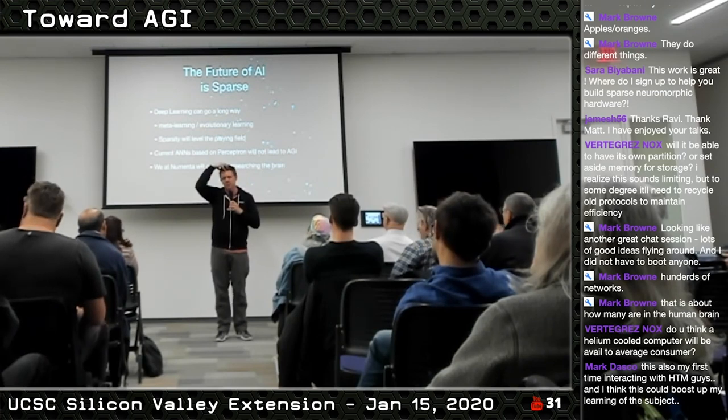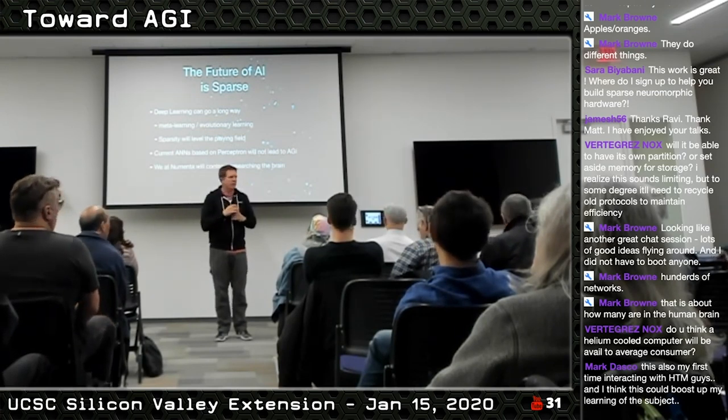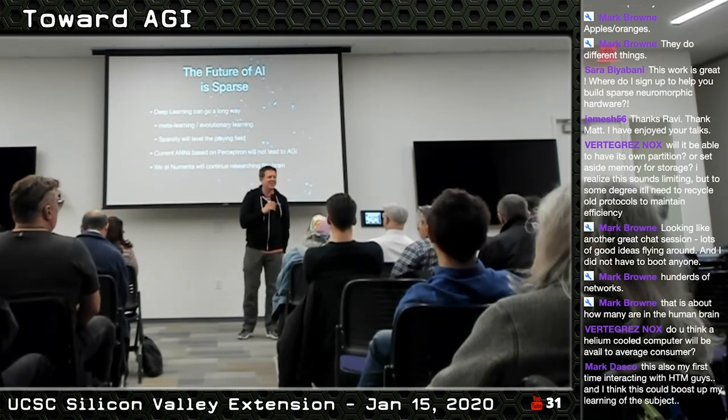This most likely happens in the prefrontal cortex. That's like your working memory. It's not linear. It's not linear, no, definitely not. There's not much in your brain that's linear.